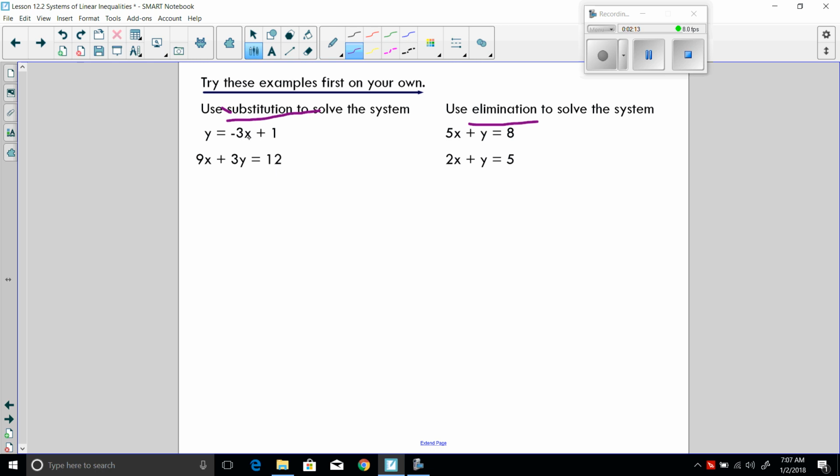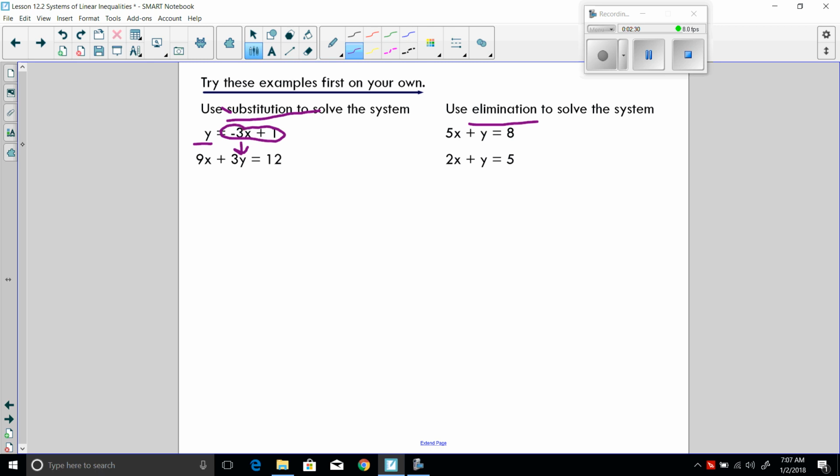All right, hopefully you paused it and were able to do that. This first question here is being solved by using substitution. So if we're using substitution, remember if I have y equal to something, I can take that something and substitute it in for y. So that's going to go right here.